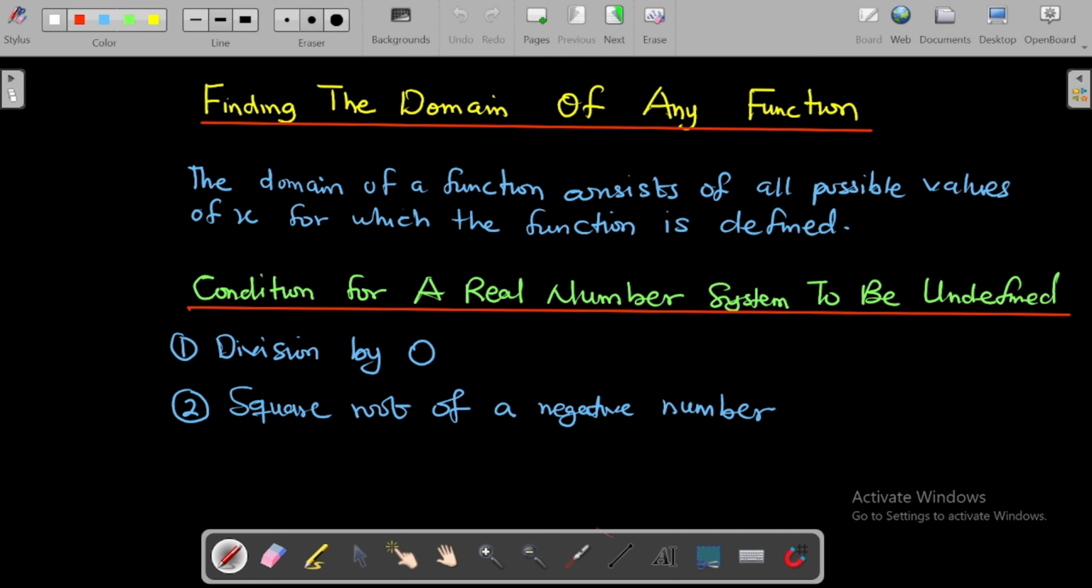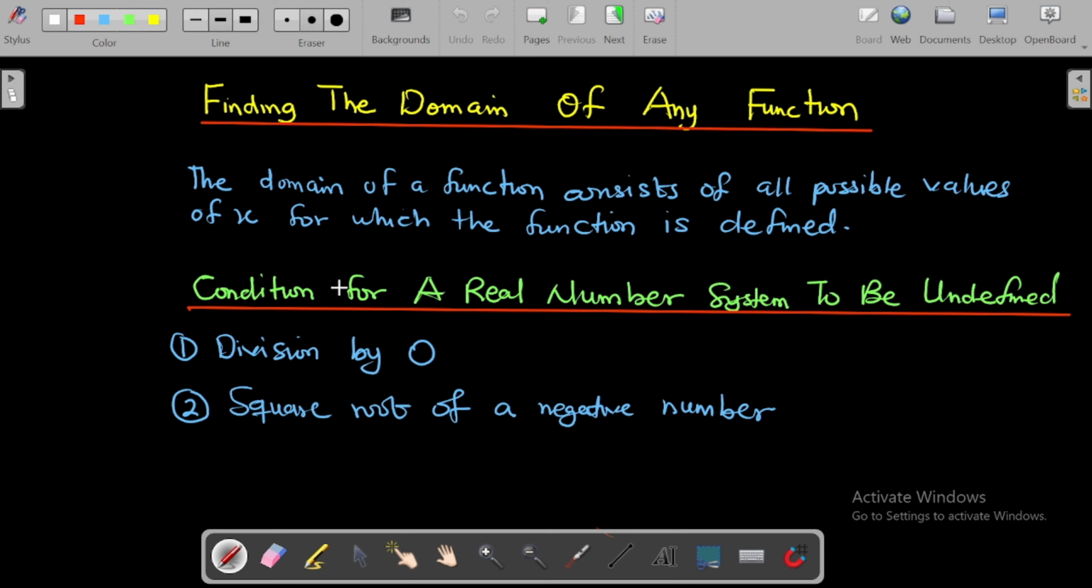In this video, we are going to look at how to find the domain of any function. The domain of a function consists of all possible values of x for which the function is defined. This means that all possible values of x which make the function undefined are not part of the domain of that function. Now, what is the condition for a real number system to be undefined?